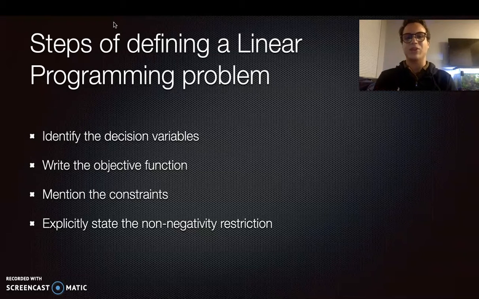But yes, there are steps for solving linear programming problems. Every time we encounter them, it is better if we approach these 4 simple techniques. First, we identify the decision variables. Second, we write our objective function. Third, we mention its constraints. And fourth, we explicitly state the non-negativity restriction. And as our final step, we outline a summary of everything that happened in our linear programming problem, so that we have a clearer view and a better understanding of it.